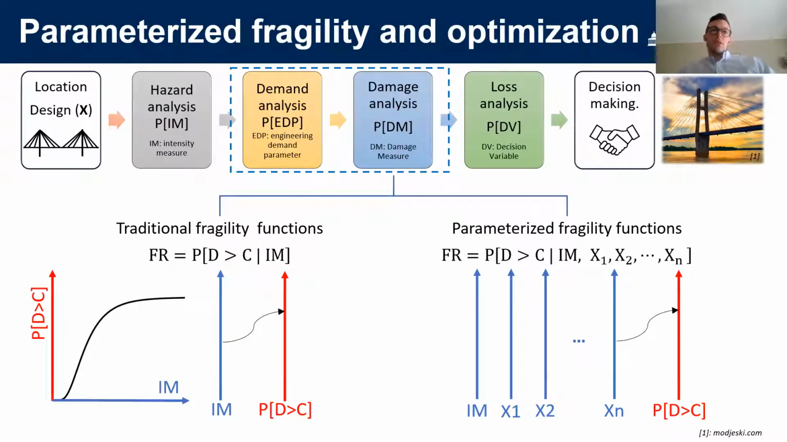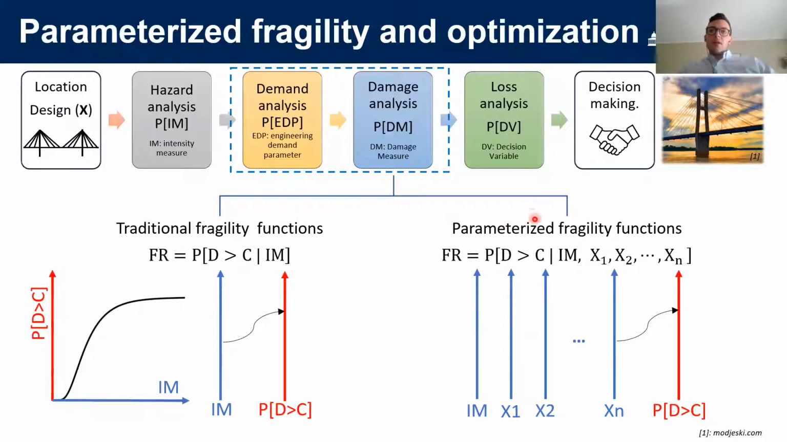These two steps in the performance-based design usually result in fragility functions. Fragility functions are these curves that give us the probability of demand being higher than capacity, conditioned on the intensity measure of the earthquake. And this is the traditional concept of fragility.